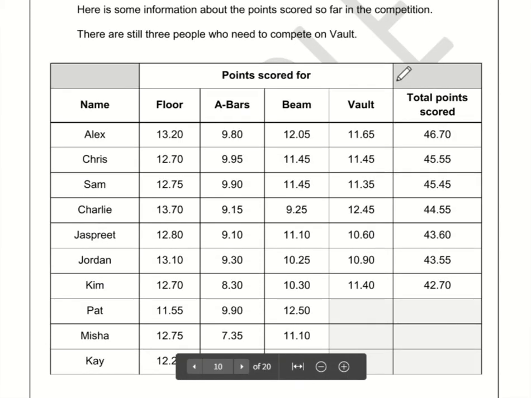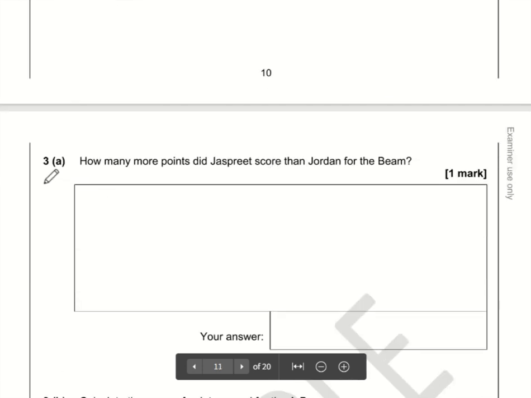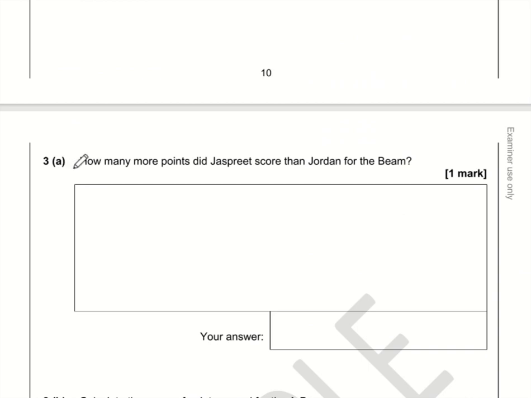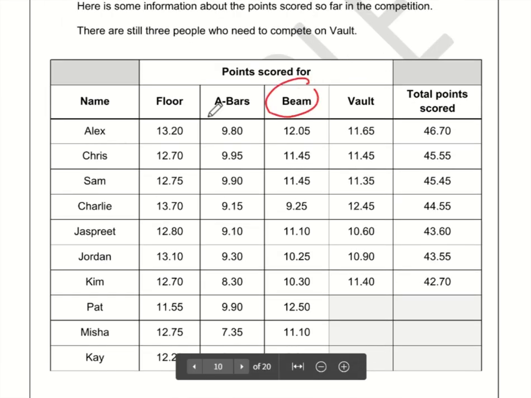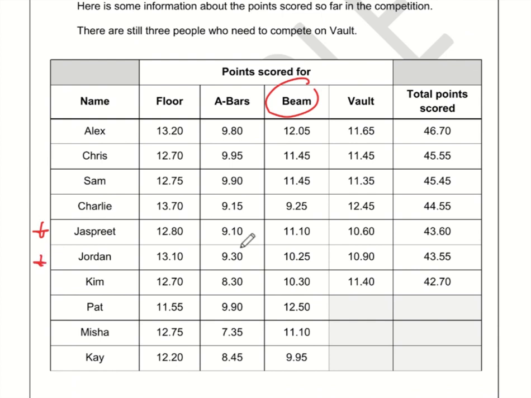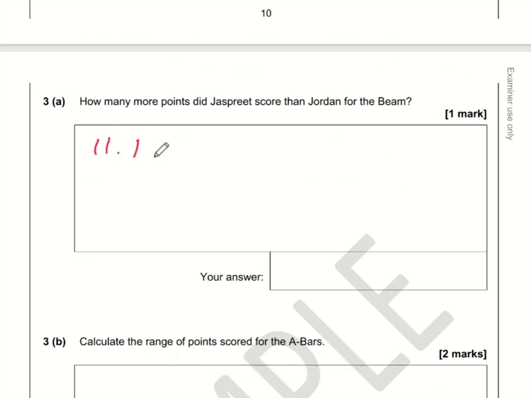Okay, so question 3, we've got this grid of values. Let's just work out what it's all about by reading some of the questions. So how many more points did Jaspreet score than Jordan for the beam? So there's beam, there's Jaspreet, there's Jordan. Okay, so it's 11.1 and 10.25. So it's 11.1 take away 10.25. So that is a difference of 0.85 points.